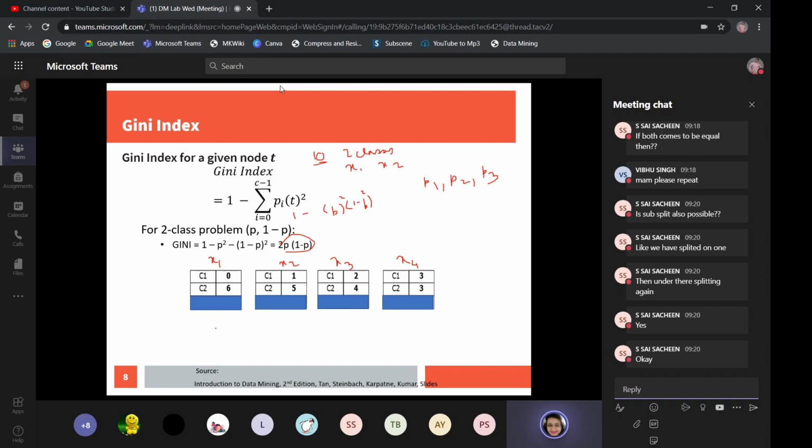Anyways, not to worry if we have to compute the Gini index. Can you all compute the Gini index for each of these nodes for me? Please try to compute the Gini index and tell me the answer.